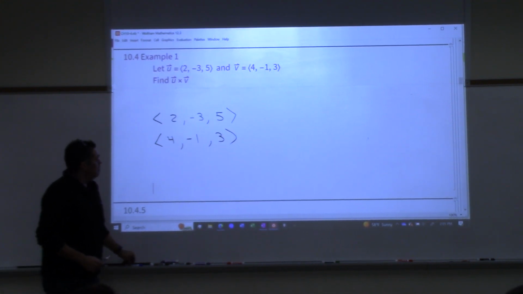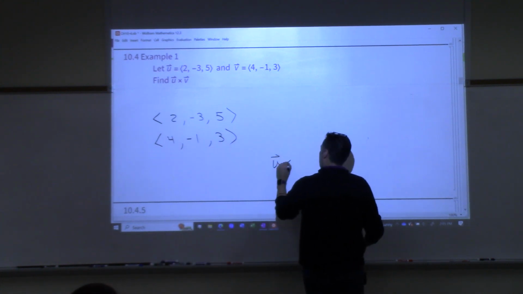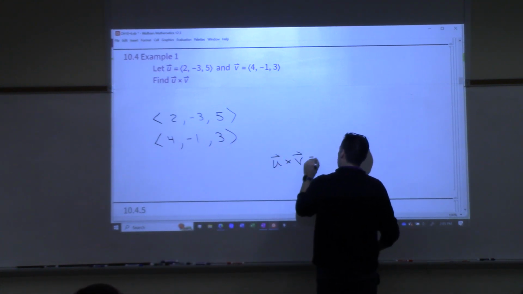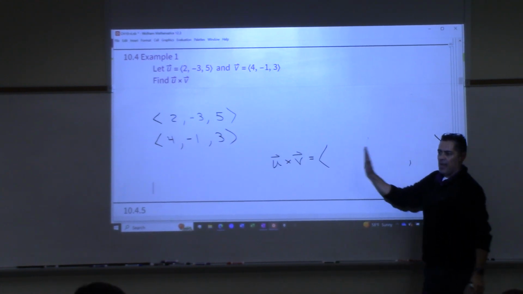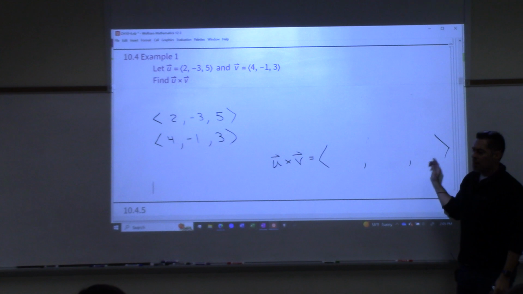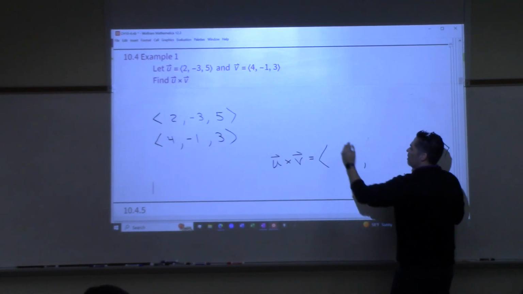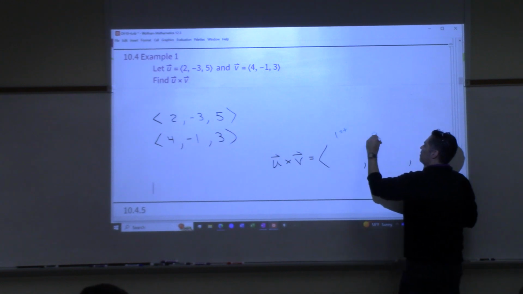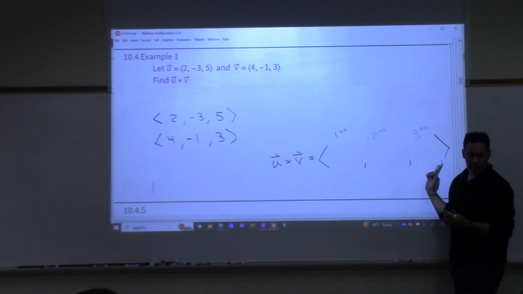Now, I'm going to start getting the answer. So the cross product will be equal to a new vector, right? It's going to have 3 components to it. Here's how I get the first component. And I'm going to help you by reminding you this is the first component, this is the second component, this is the third, right? We just need to find those 3 pieces and we're done.